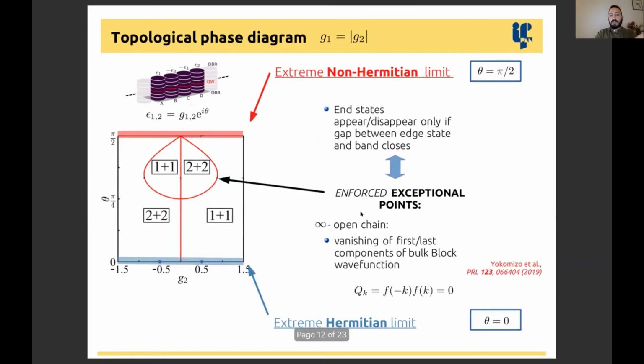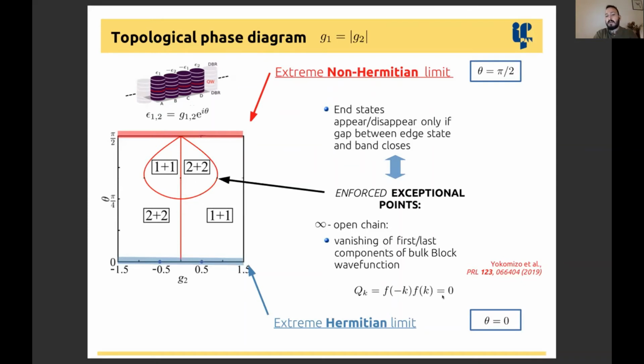So what we find is actually that this transition happens in what's called an enforced exceptional point. By following this reasoning by Yokomitsu and collaborators in a recent paper, if we consider an infinite open chain, we can see that the eigenstates of the continuum bands can be constructed as standing waves of the bulk Bloch wave functions. But we note that if either the first or the last component of this wave function goes to zero, it is exactly there where this phase transition appears.